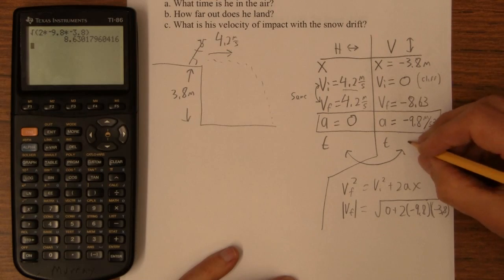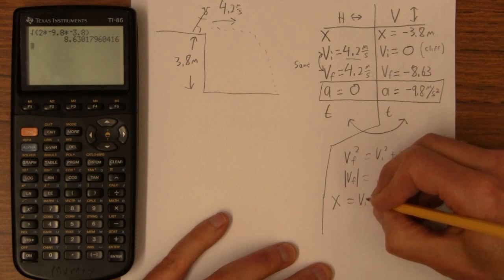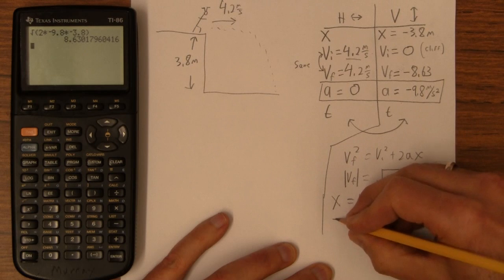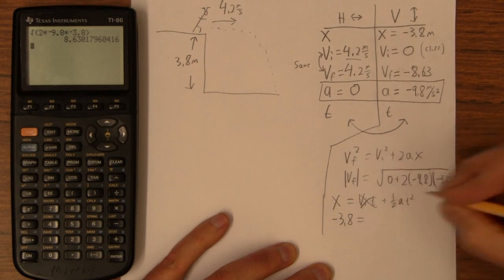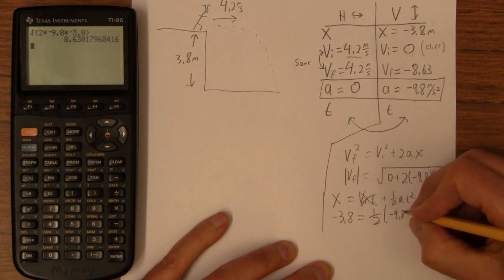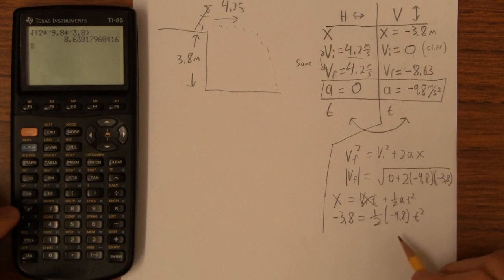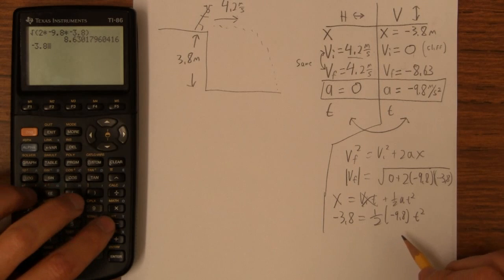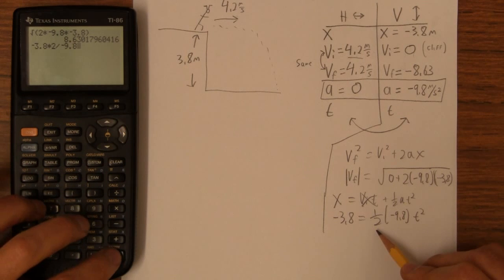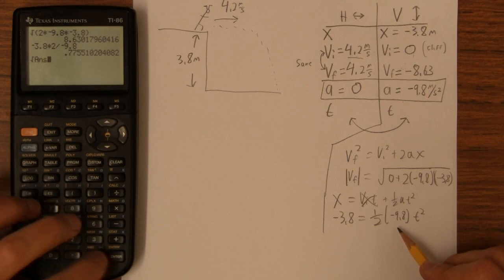Okay. And then I'm going to find the time. I'm going to use x is VIT plus 1/2 AT squared. All right, so negative 3.8 equals, this is of course 0 because the initial velocity is 0, 1/2 negative 9.8 times t squared. Well, t is just going to be negative 3.8 times 2 to get rid of the half, divided by negative 9.8. That's t squared, what's on the calculator, and then I'm going to square root that, so square root of the answer.